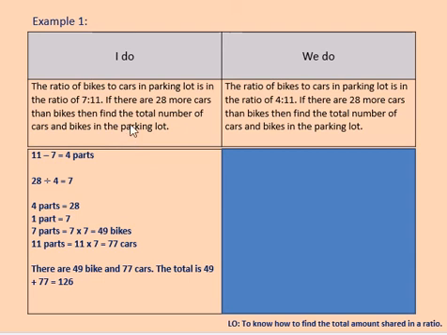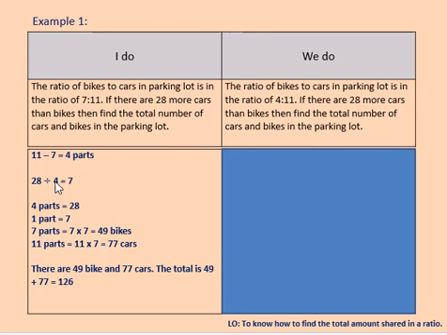So look at the information we know. We know they're in the ratio bikes 7 parts, cars 11 parts. So if there are 28 more cars than bikes, first step is to work out the difference between these two. So 11 take away 7 equals 4 parts. Therefore, we know 4 parts of the ratio equal 28 cars. Okay? Cars has 4 more parts of the ratio, 28 more cars, so 4 parts must be 28.